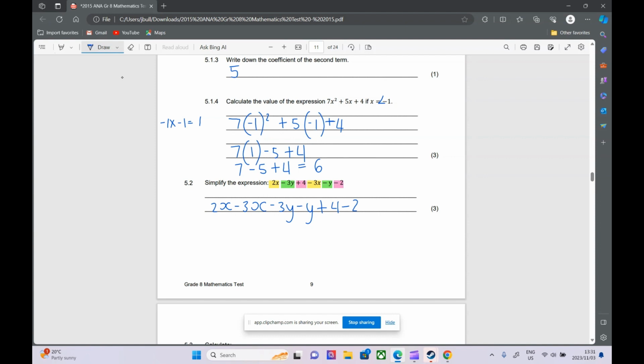So let's simplify then. 2x minus 3x, that's going to be minus 1x or just minus x. You don't have to write that one. Minus 3y minus another y is going to be minus 4y. And 4 minus 2 is going to be 2. And so that is as far as we can simplify that because we can't add any of the x's and y's together. So that is the answer that we get for that one.